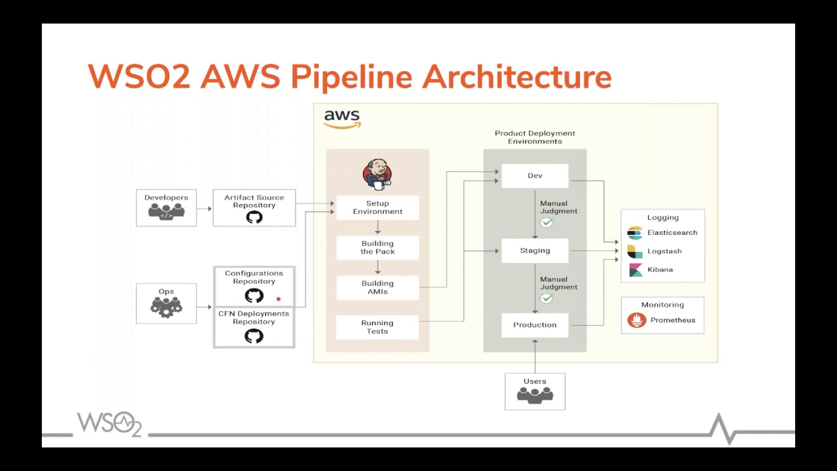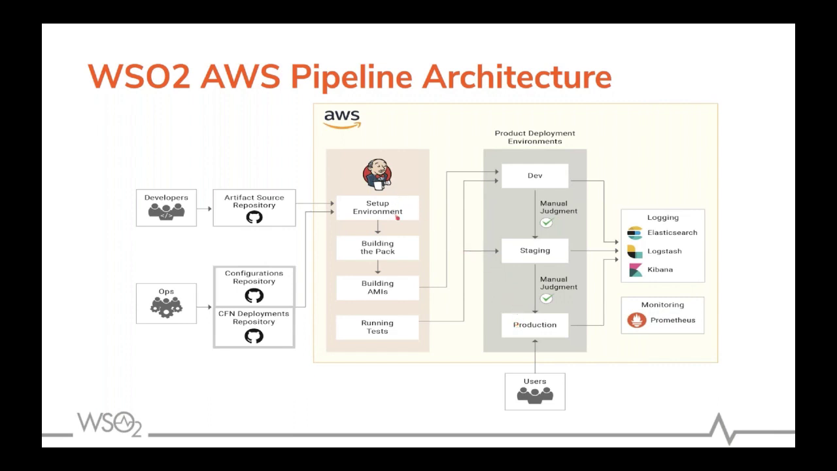The configuration repository contains the WSO2 product configurations. You may have your custom configurations as well. The CloudFormation deployment repository contains the different CloudFormation templates that are used to deploy the product in all the environments, namely dev, staging, and production.